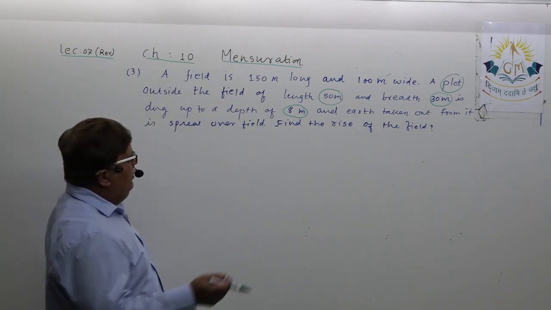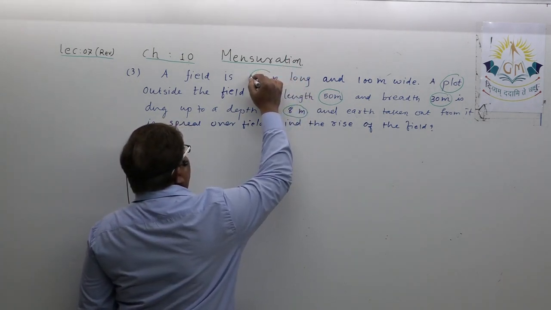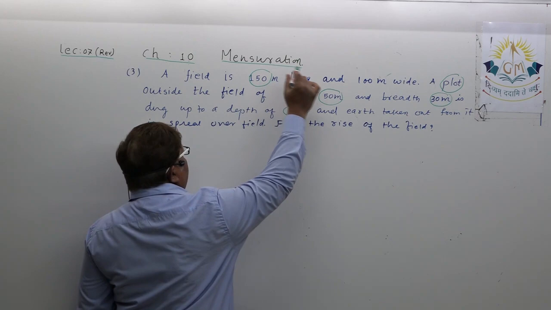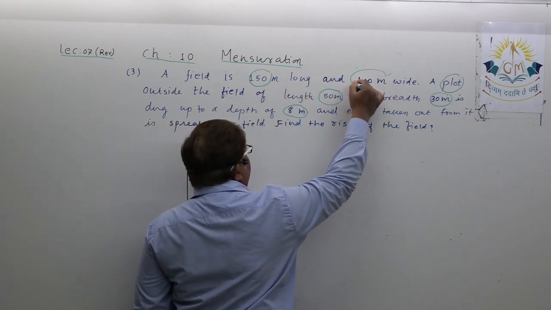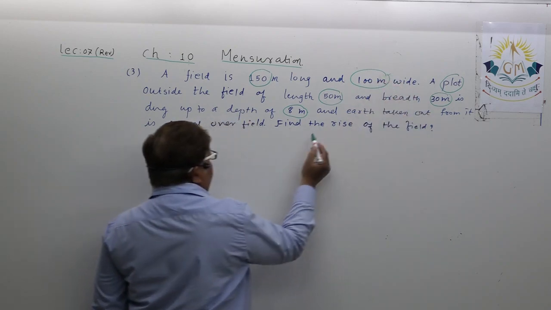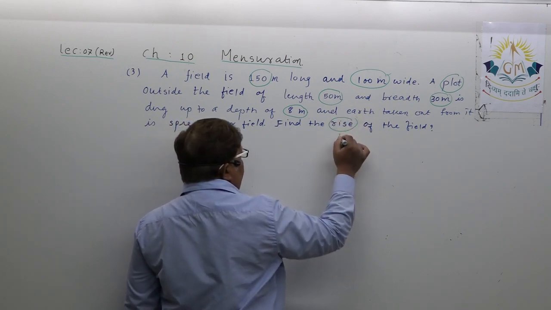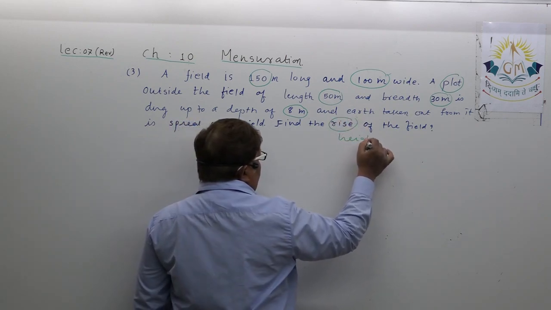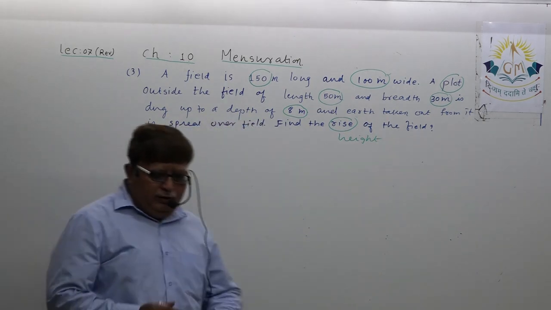What is the length of the field? It is given 150 meter. What is the breadth of the field? It is given 100 meter. You just need to find, dear student, the rise, that means to which height the field is rising.